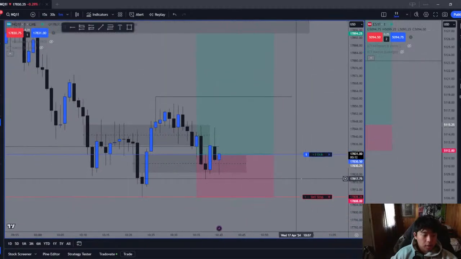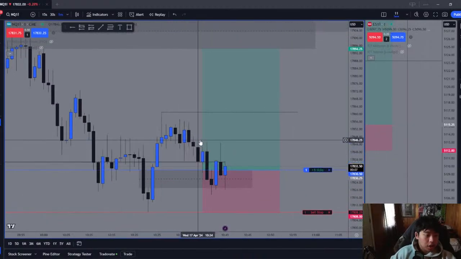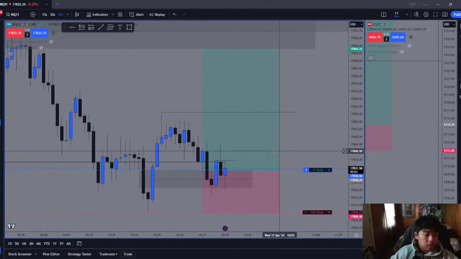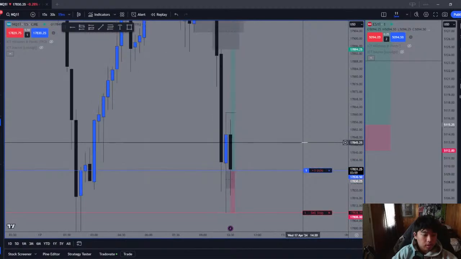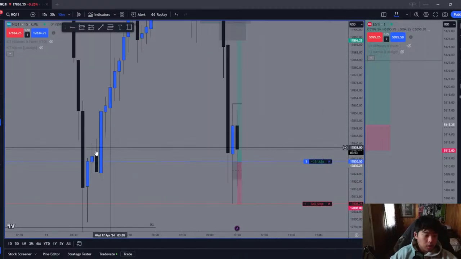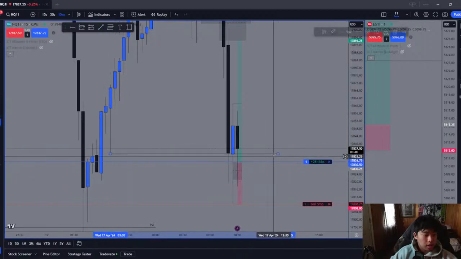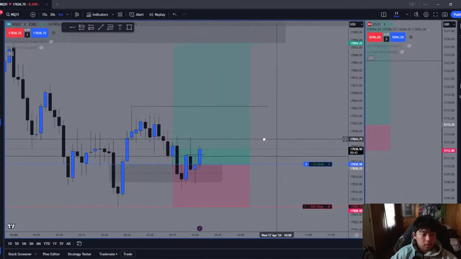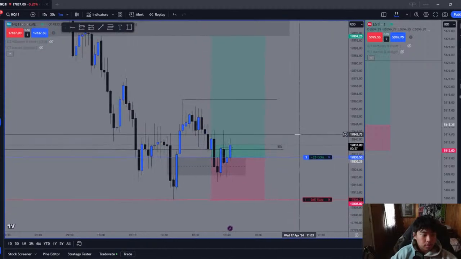This inverse is holding though. Also this inverse is holding. I want to see us break structure here. We need to break structure on the 1 minute, because we did squeeze some sort of liquidity down here. This is pretty much sell side liquidity up here. So we need to break structure here.